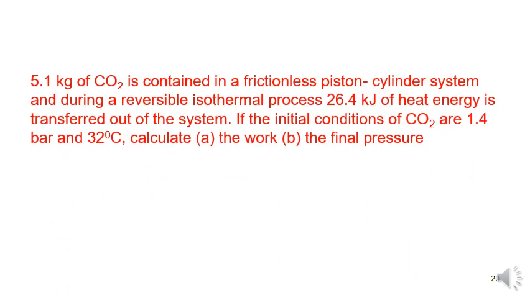So this is a very important problem for the 5 marks. So listen carefully. 1 kg of carbon dioxide is contained in a frictionless piston cylinder system during a reversible isothermal process. 26.4 kilojoules of heat energy is transferred out of the system. If the initial conditions of CO2 are 1.4 bar and 32 degrees centigrade, calculate the work and the final pressure.